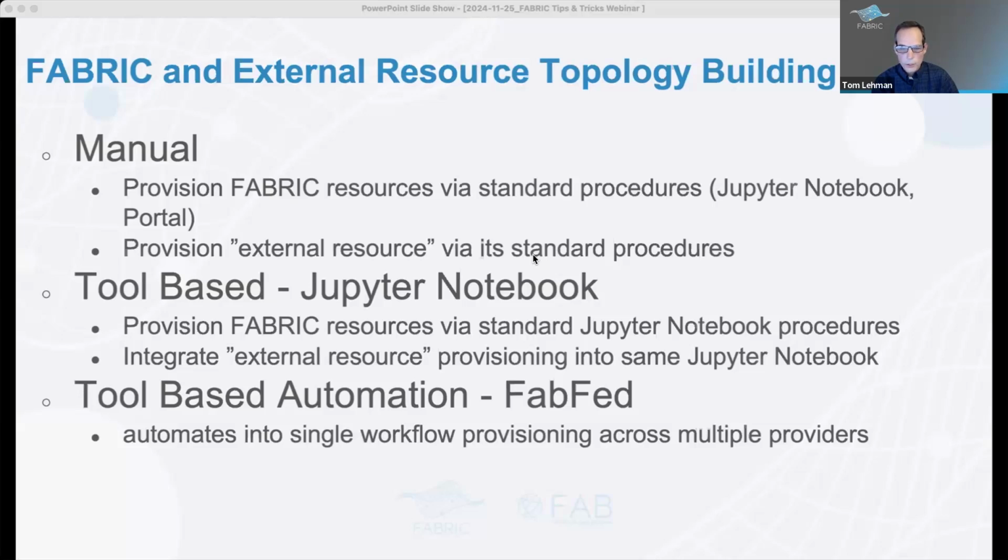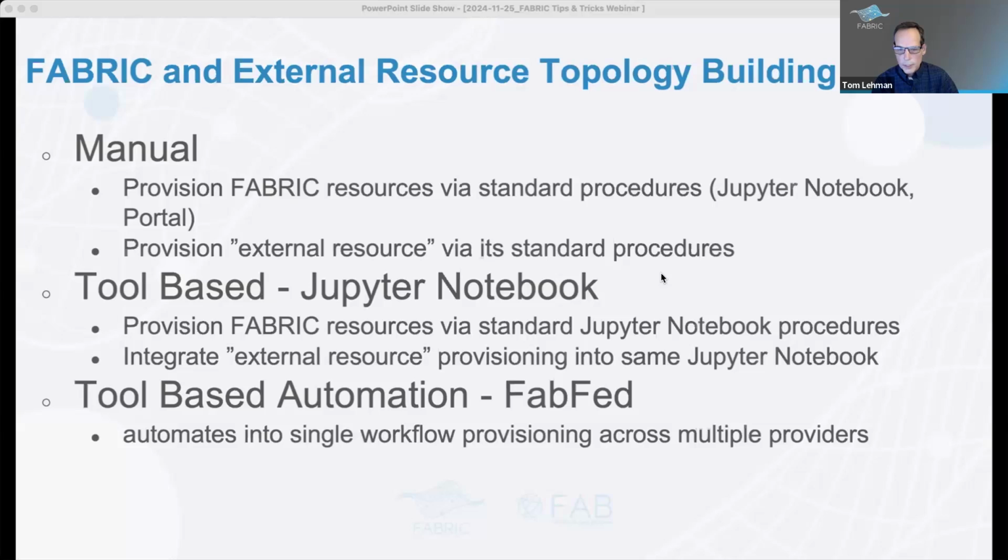The other way, and I think this is the way Ben shows, is tool-based, where you go through a Jupyter Notebook and do this all from one integrated perspective. The notebook can have both the Fabric API and the external resource API, and you can build a common notebook that makes everything look like a common interface. It looks very much like a single provisioning environment. You just have to do a little bit of work to set it up so that you can talk to both Fabric and the external resource.